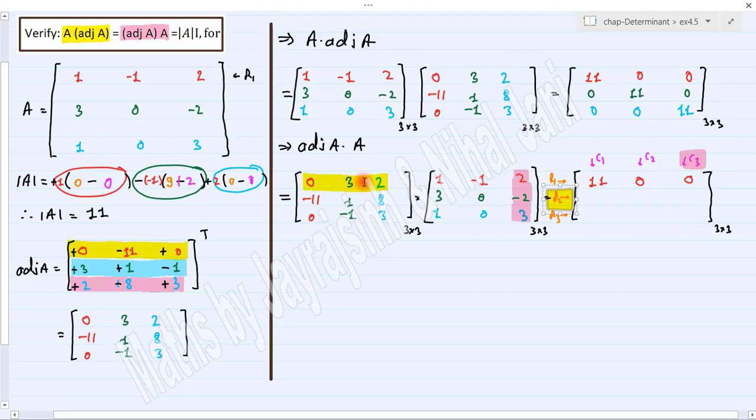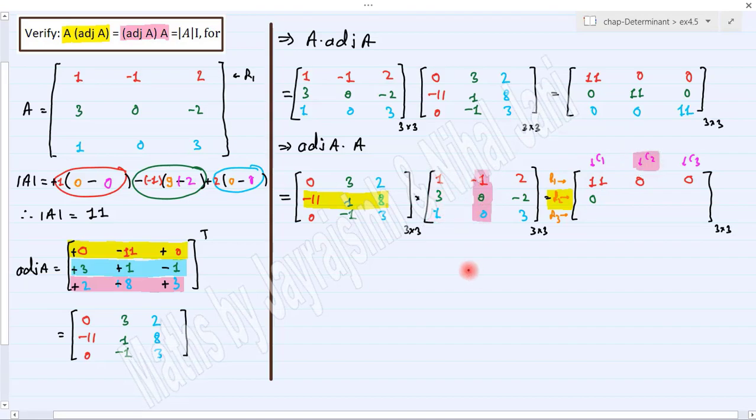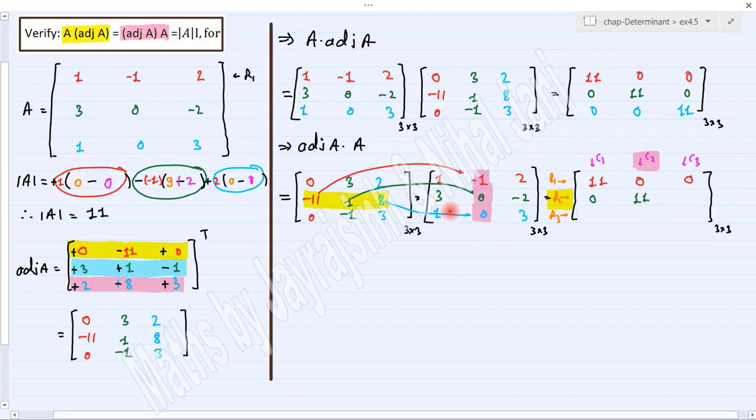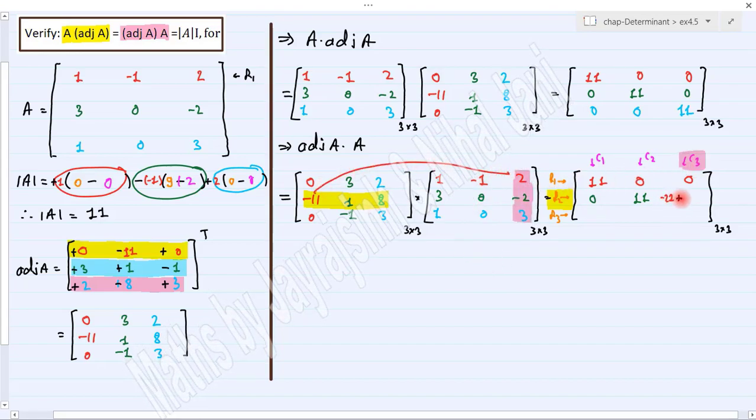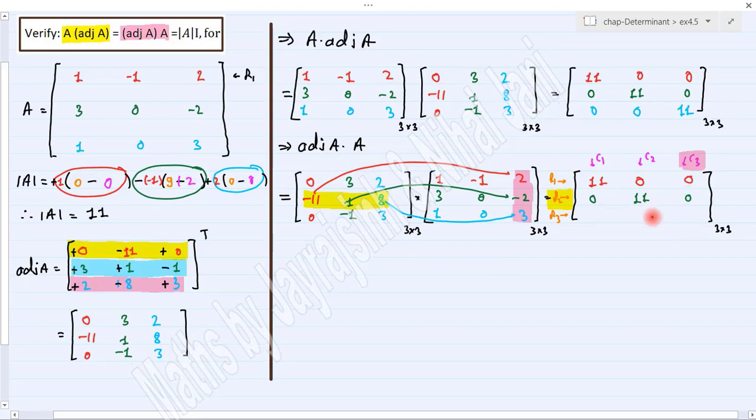Now let's try to get elements of second row. The first element is obtained by multiplying second row and first column. So we will get 0. Now let's obtain the second element by multiplying second row and second column. So we will get 11. And to obtain the last element, multiply corresponding terms of second row and third column. So it will be 0.